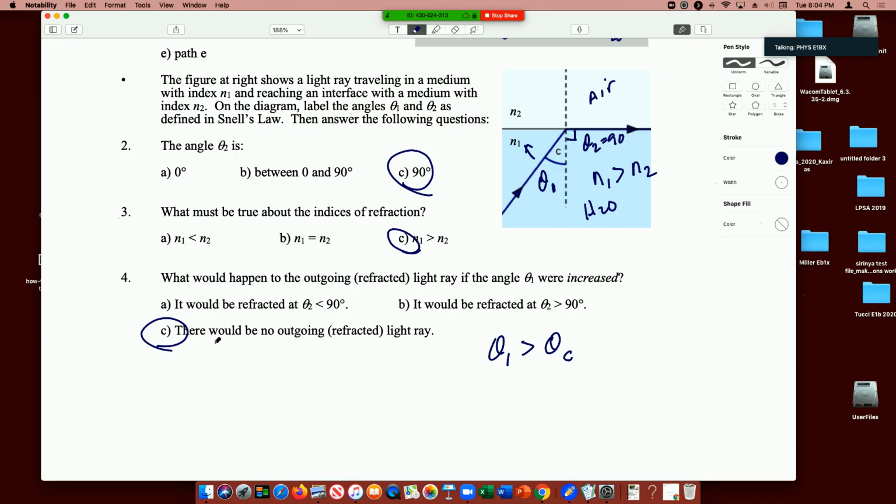The critical angle is the angle at which total internal reflection occurs. Any angle beyond that, you're also going to have total internal reflection. So when you go past that point, you still don't have any refracted light. It's still totally internally reflecting, okay? And like we said, that's how fiber optic cables work.